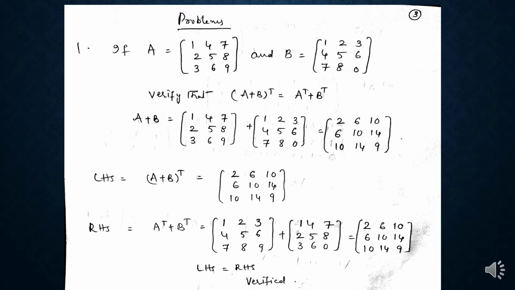By adding the corresponding elements, we get 1 plus 1 is 2, 2 plus 4 is 6, 3 plus 7 is 10, 4 plus 2 is 6, 5 plus 5 is 10, 6 plus 8 is 14, 7 plus 3 is 10, 8 plus 6 is 14, 9 plus 0 is 9. So 2, 6, 10, 6, 10, 14, 10, 14, 9. So the LHS, A plus B whole transpose, is equal to A transpose plus B transpose, the RHS. LHS is equal to RHS. Therefore A plus B whole transpose is equal to A transpose plus B transpose. This is verified.